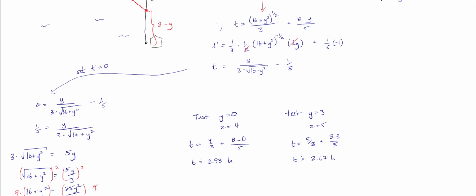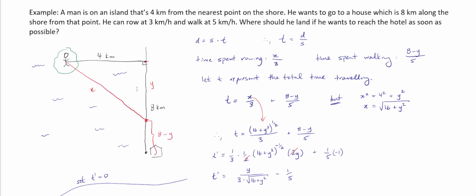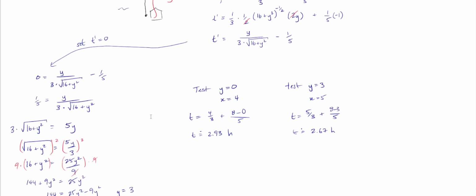All right. Now, the other possibility is if y is equal to 8, which means that the person is going from the island and rowing directly across. So that's when y is equal to 8. It's the entire distance there, right? This person is doing no walking, okay? So test y is equal to 8.